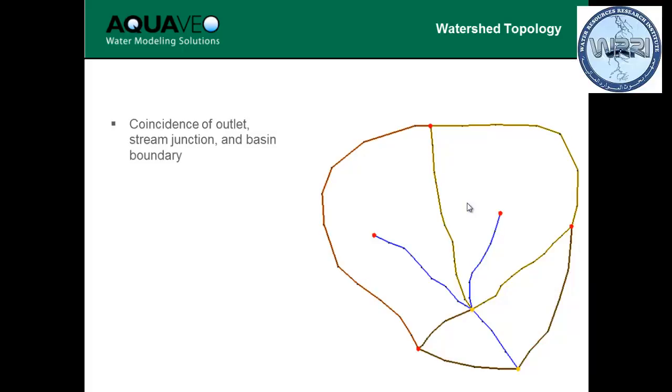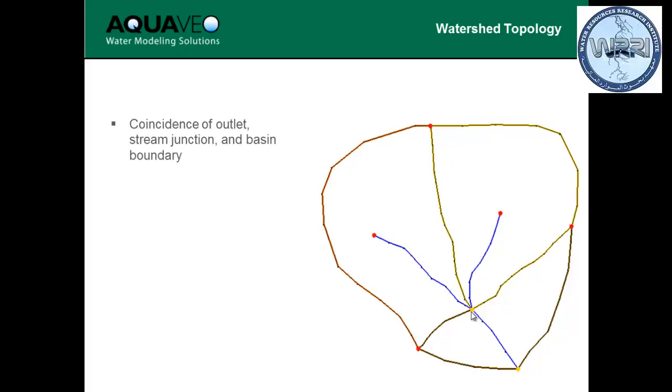Another thing is that the outlet point should usually be on the basin boundary. So, for example, for this set of polygons, I have an outlet point here and an outlet point here. The stream should be at the outlet point, and the streams have to come together as well as the basin boundaries should come together at each outlet point.